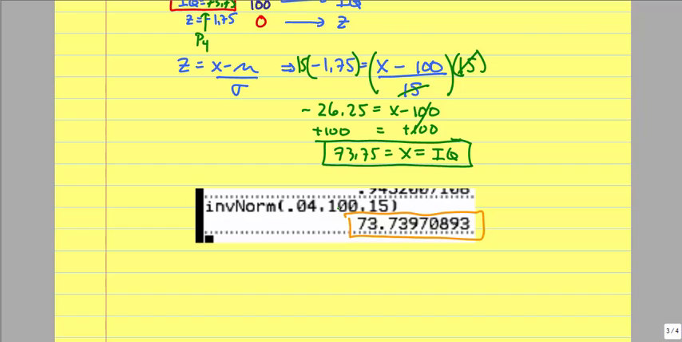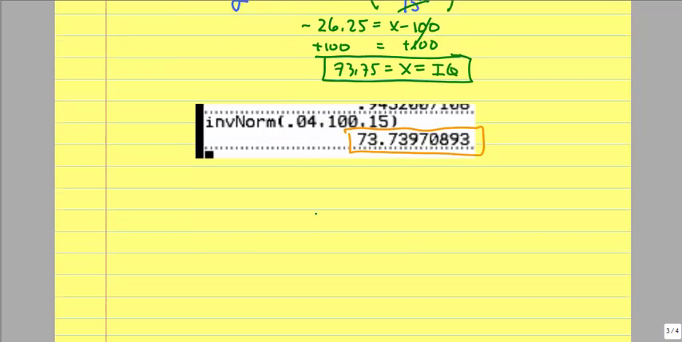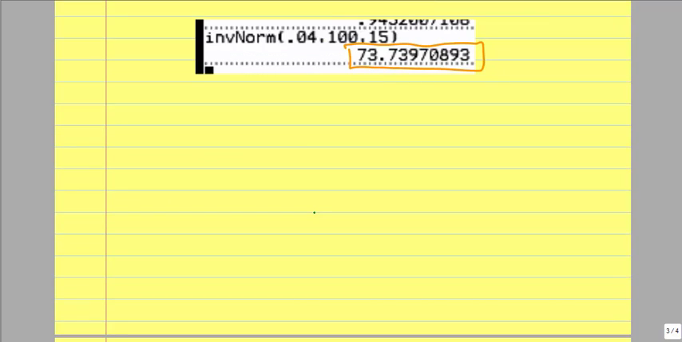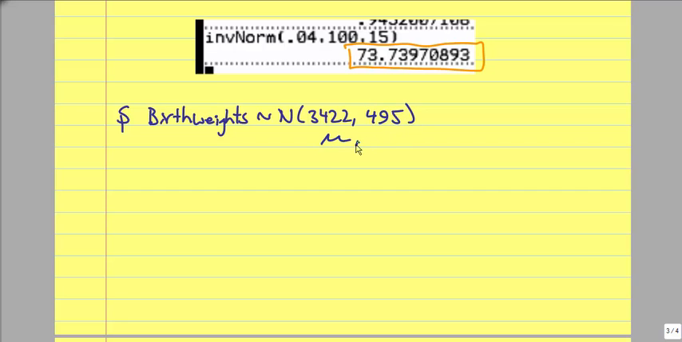Okay, let's go ahead and run through a couple more examples just to make sure that when you hit your homework problems, you have a lot of examples to pull from. This example, finally, is not using IQ scores. This one is using birth weight of babies. So let's suppose birth weights are normally distributed with a mean of 3,422 grams and a standard deviation of 495 grams. So remember, this is mu and sigma.